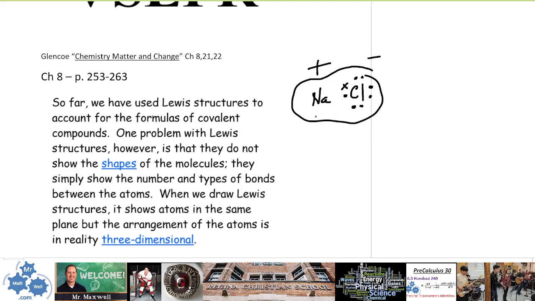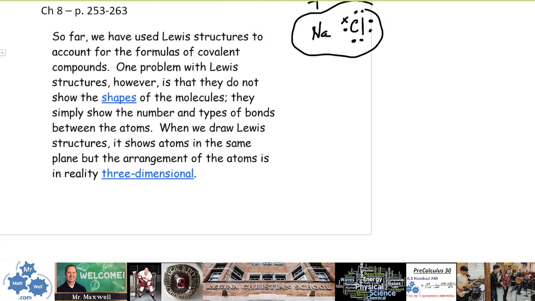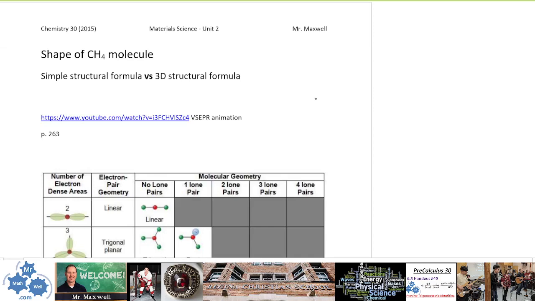So when we draw Lewis structures, it shows atoms in the same plane, but the arrangement of the atoms in reality is three-dimensional. So this is why we need to talk about the three-dimensional valence shell electron repulsion theory here. So the CH4 molecule, okay, we did talk a little bit about the CH4 molecule in the previous class. If we have a carbon here, and we have a hydrogen in this plane, and let's say we have another hydrogen in this plane, the other two hydrogens, if we're drawing a 3D structural formula, it becomes a little tricky to draw that two-dimensionally, okay?